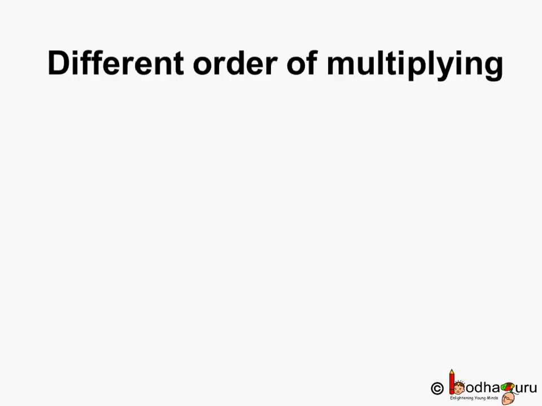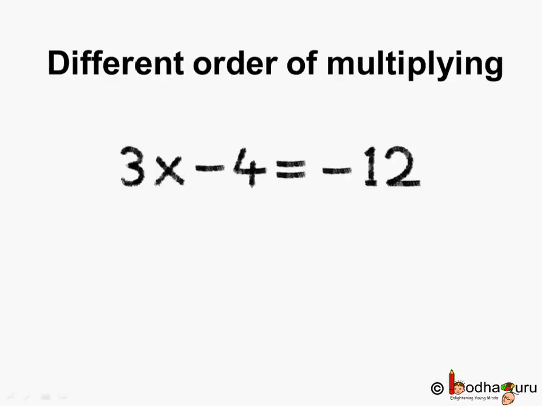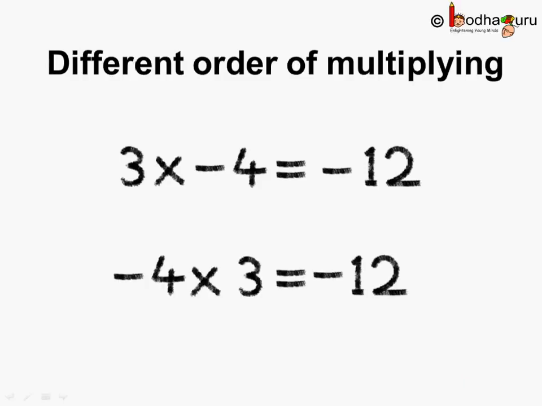Now let's see multiplication of integers first. 3 multiplied by minus 4 becomes equal to minus 12, as minus into plus becomes minus and 3 into 4 is 12. Let's change the order. First minus 4 and then multiplied by 3. Here the answer again is minus 12, as minus into plus becomes minus and 4 times 3 is 12.